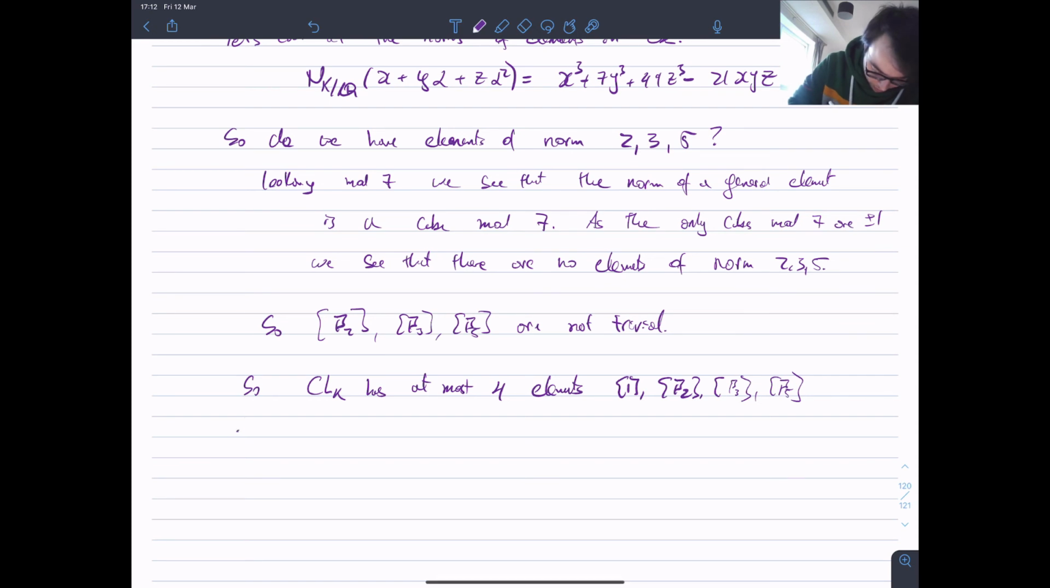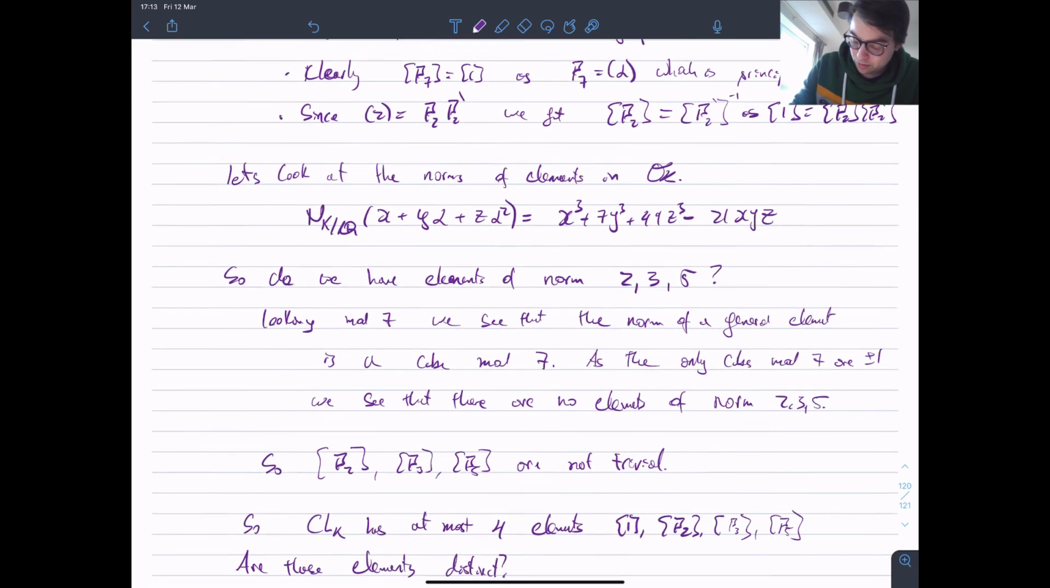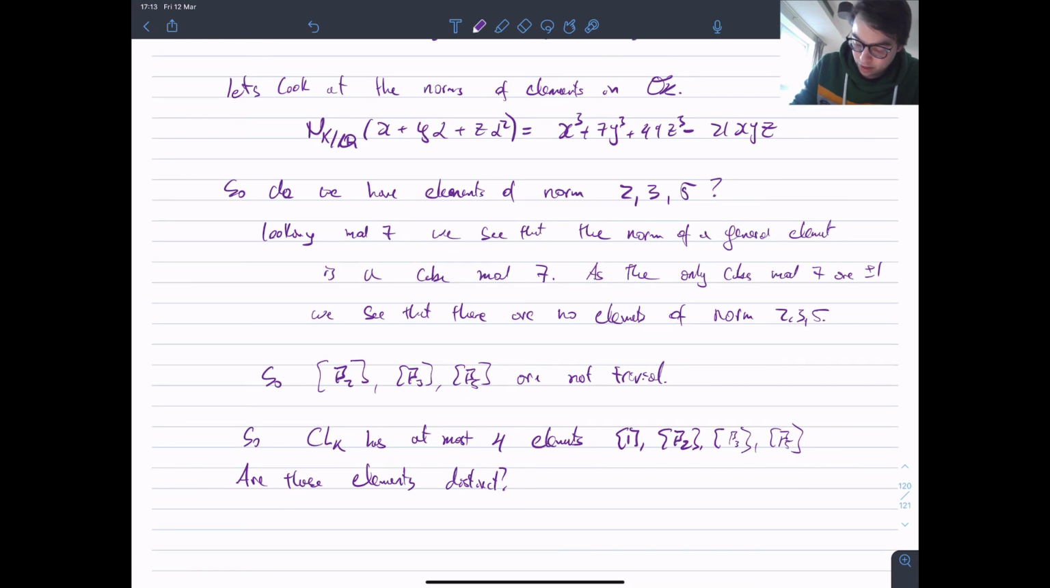So, are these elements distinct? We know that these three elements aren't 1 because I just checked they're non-trivial, but are these elements distinct between themselves? So we've got to think about this. This is maybe the slightly tricky bit, where you have to start realizing what to do. Once you see an example done, hopefully you'll see what to do in general.